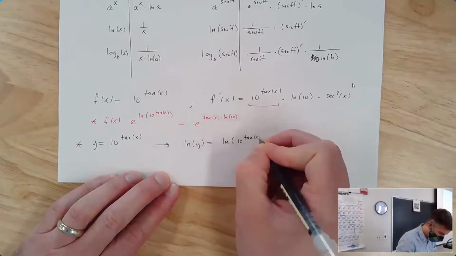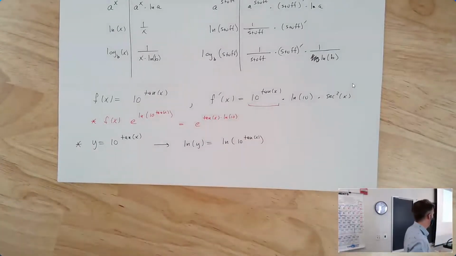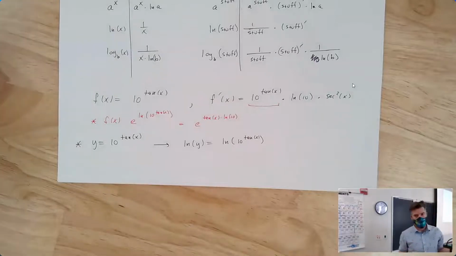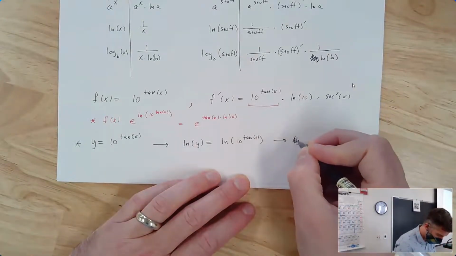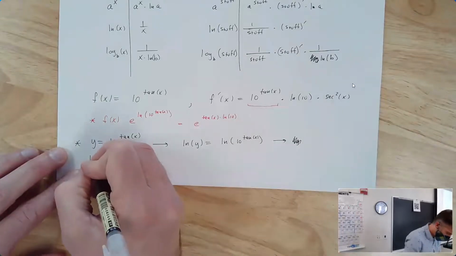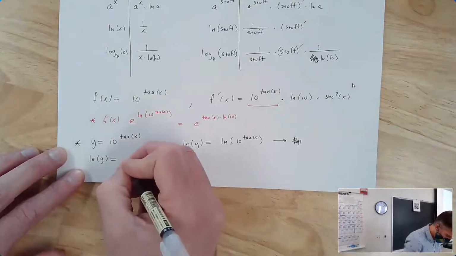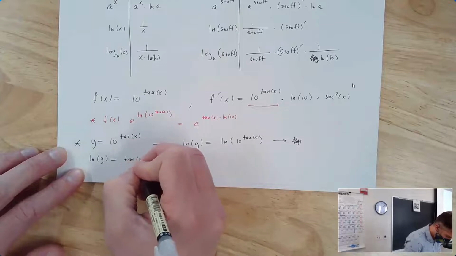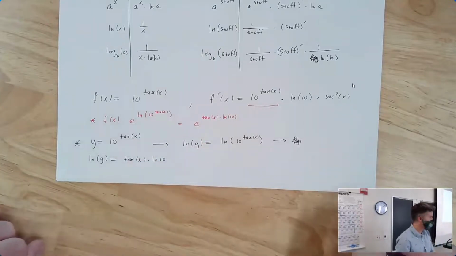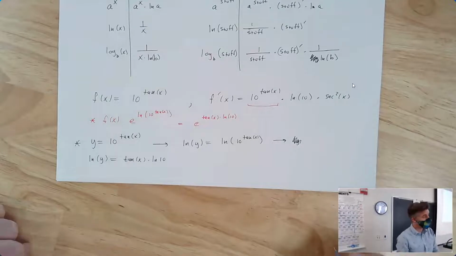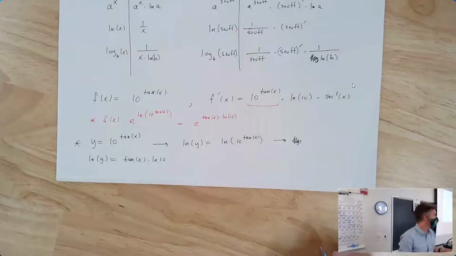of x. And the whole reason for taking the natural log of something most of the time is it allows us to bring the power down in front. So I'm going to rewrite this as, let's write down here, natural log of y equal to tangent of x times the natural log of 10. And now we're going to differentiate both sides using implicit differentiation.